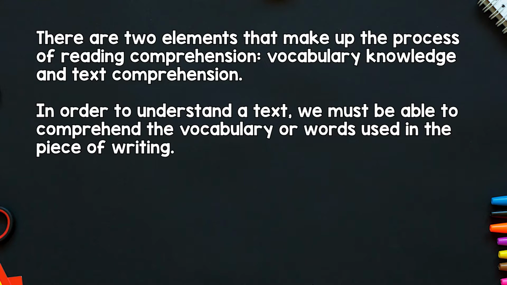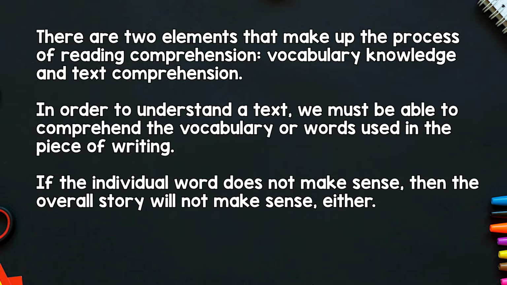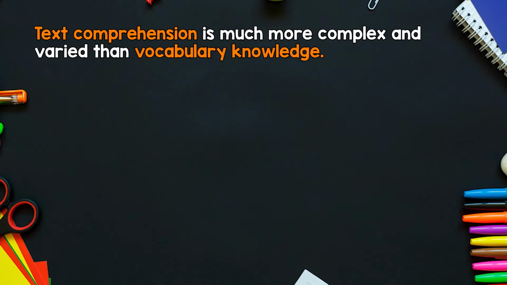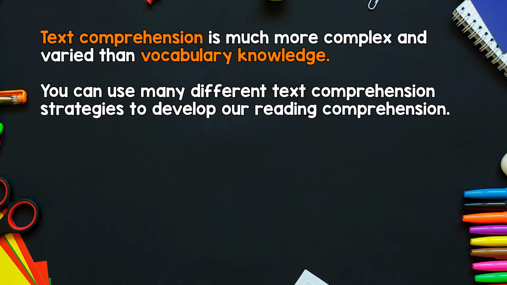Now, in order to understand a text, we must be able to comprehend the vocabulary or the words used in the piece of writing. If the individual word does not make sense, then the overall story will not either. We can draw on our prior knowledge of vocabulary, but we also need to continually be taught new words. Now, text comprehension is much more complex and varied than vocabulary knowledge. We can use many different text comprehension strategies to develop our reading comprehension.